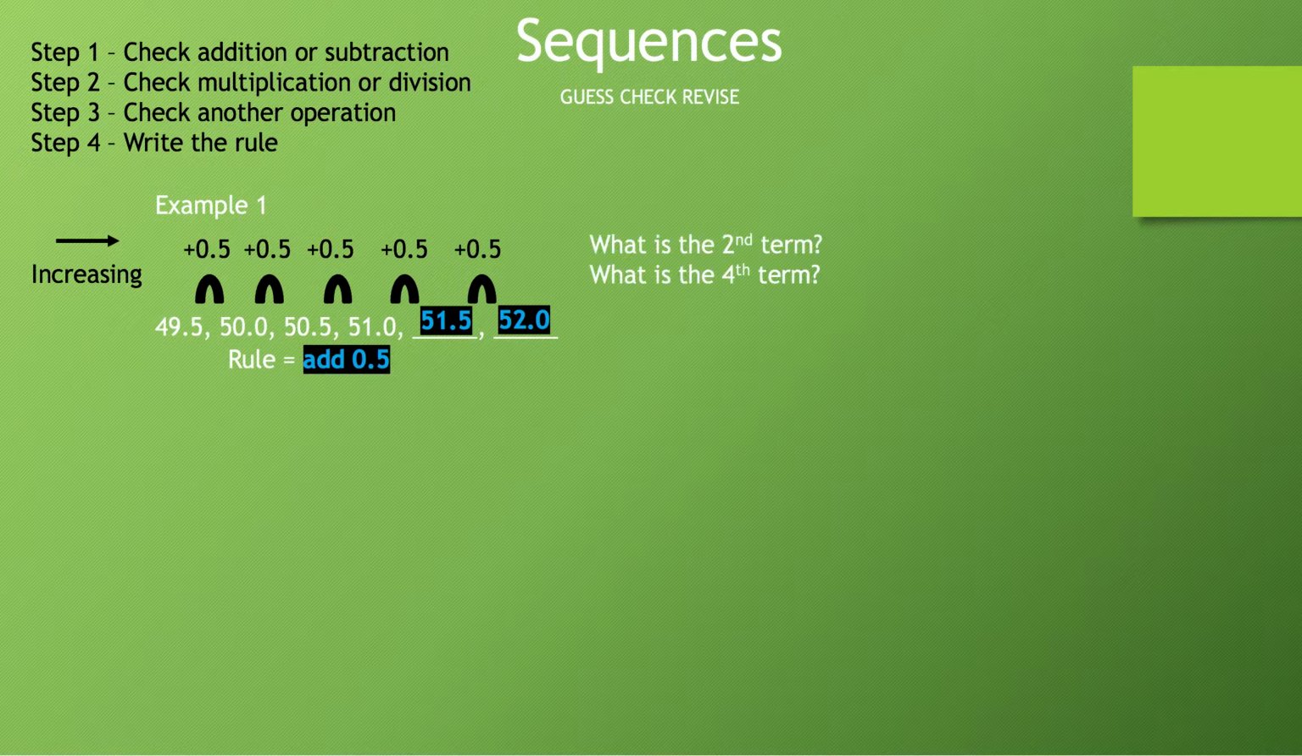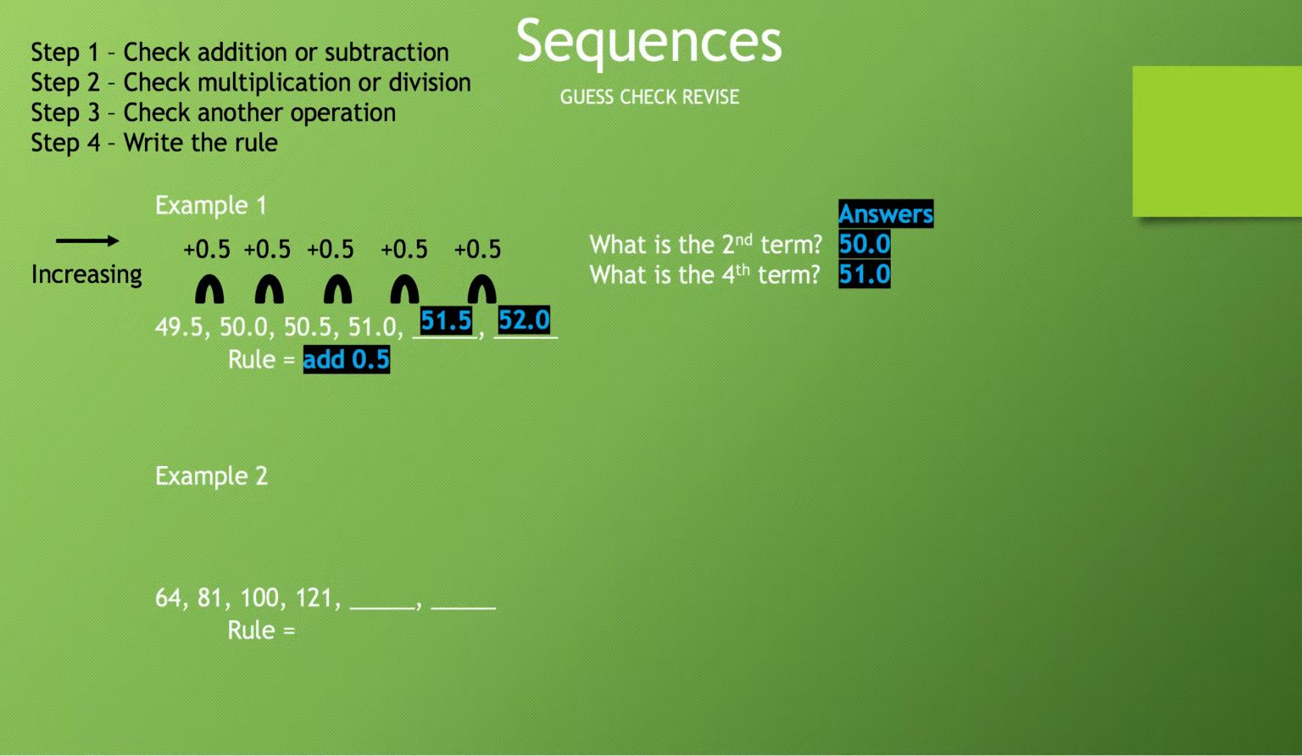Let's check the terms. What's the second term? It's 50.0. What is the fourth term? 51.0. That is correct, so let's move on to example 2.